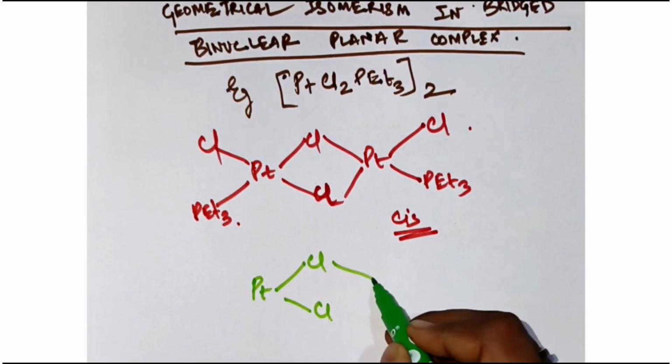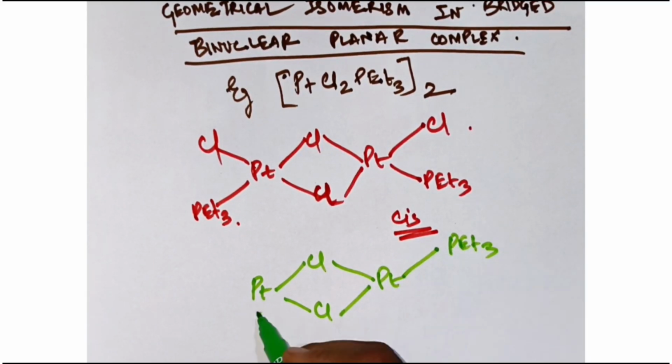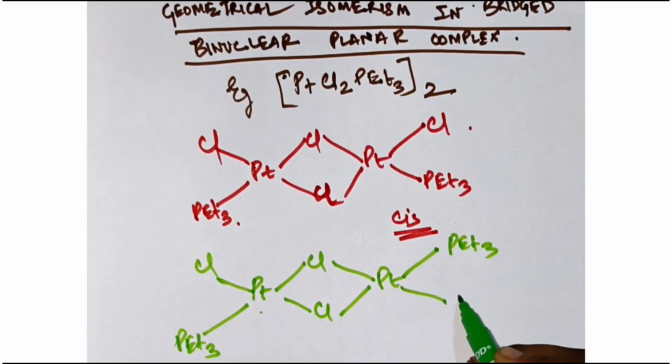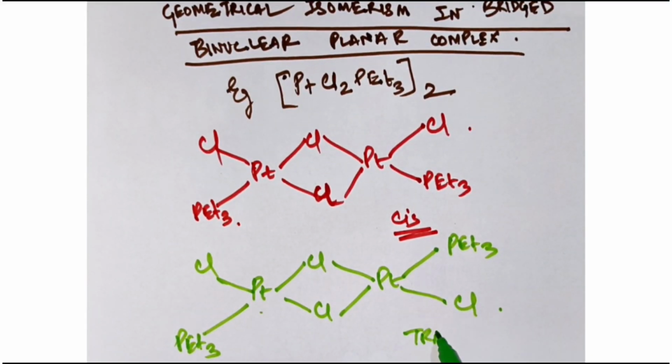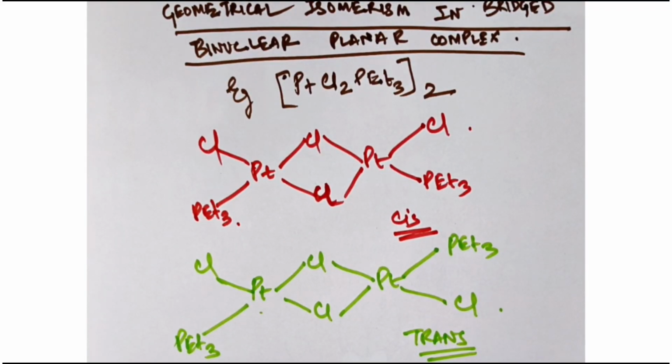See, change this position. PEt3, you draw this side. Here PEt3, you draw this side, chlorine, you draw this side, chlorine, you draw. So this is your trans. So all possible geometrical isomerism in square complexes we have done. Now we will go for geometrical isomerism in octahedral complexes.